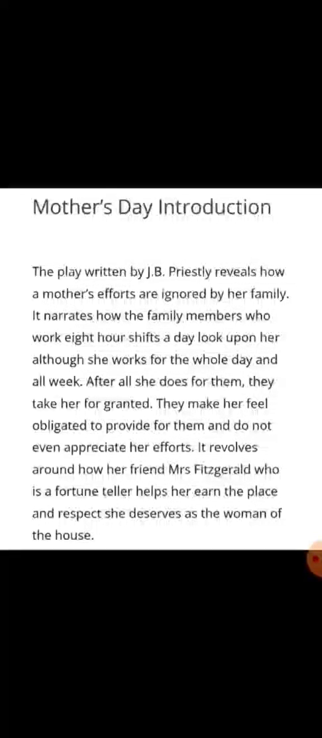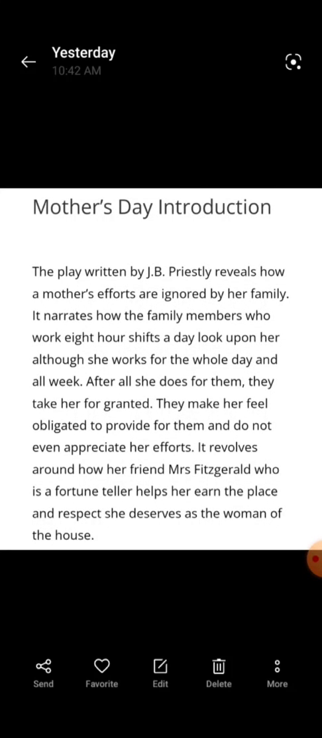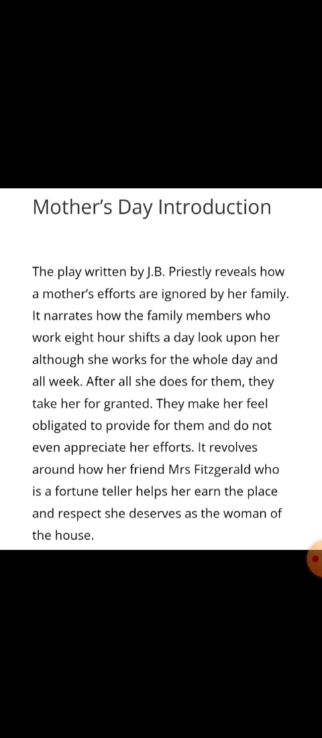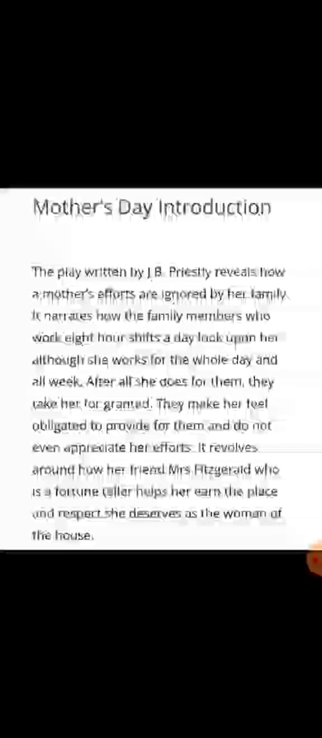Just like the character Mrs. Pearson. After all she does for them, they take her for granted. They make her feel obligated to provide for them and do not even appreciate her efforts. It revolves around how her friend Mrs. Fitzgerald, who is a fortune teller, helps her earn the place and respect she deserves as the woman of the house.